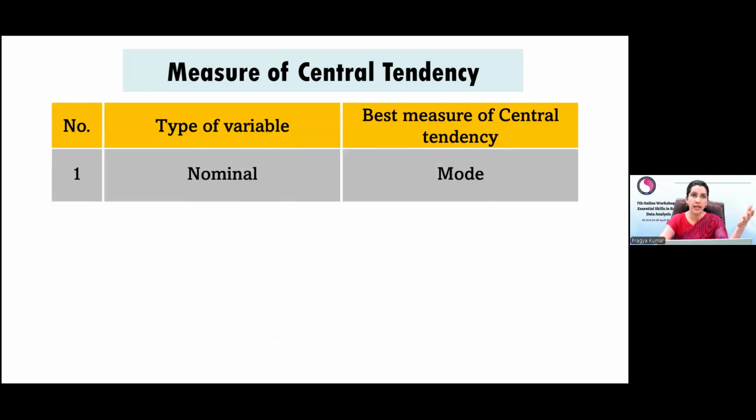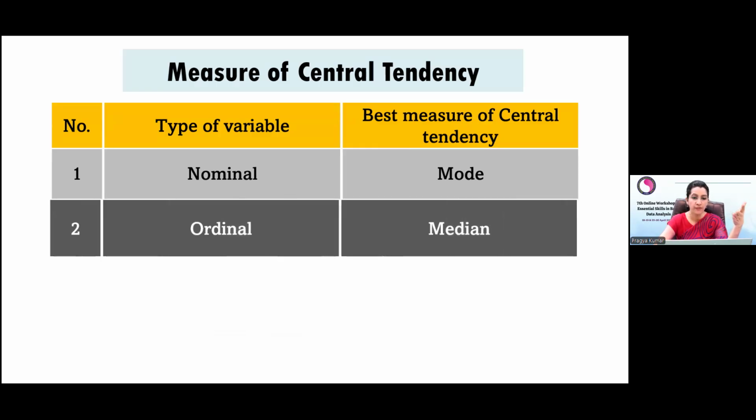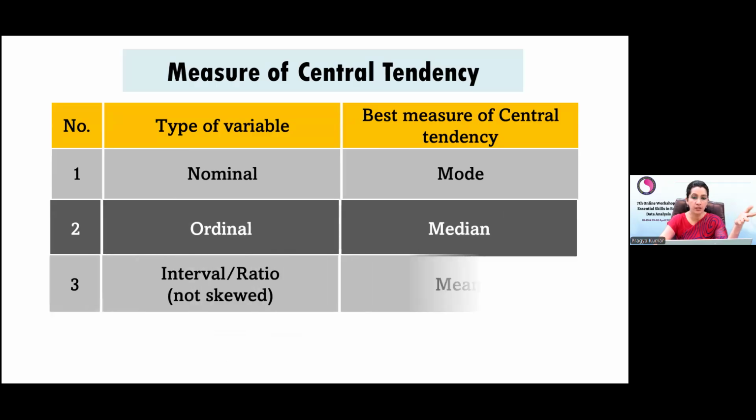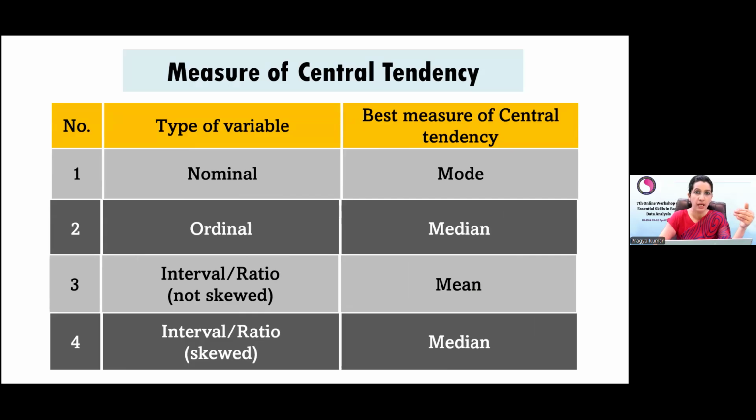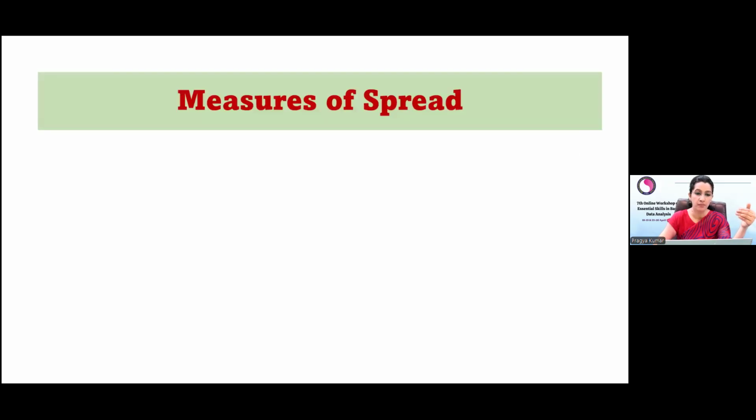If the type of variable is a nominal variable, you go for the mode. And for mode, you can again give the frequency distribution. If the type of variable is ordinal, you can use the median. If the type of variable is interval or ratio, that means scale variable, and it is not skewed, you should use the mean. And if it is a scale variable but skewed, then you should use the median.